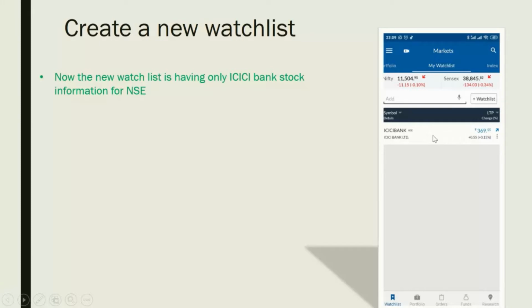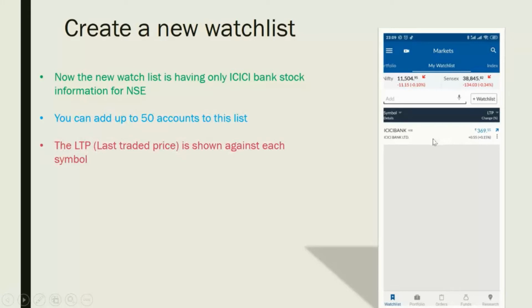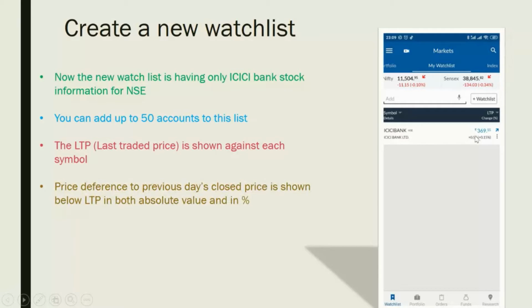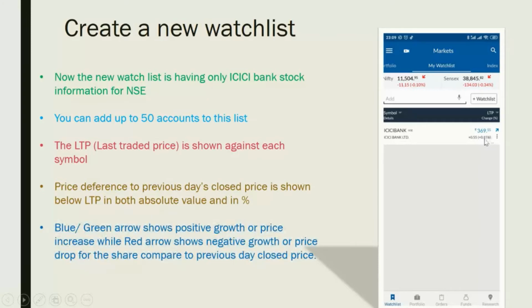Now the new watch list has only ICICI Bank stock information for NSE. You can add up to 50 accounts in each watch list based on your interest and knowledge. The last traded price, or the LTP, is shown against each symbol. You may notice some numbers below the LTP. This is the comparison of last trade price with the previous day's closed price. It is mentioned in both absolute value and percentage.